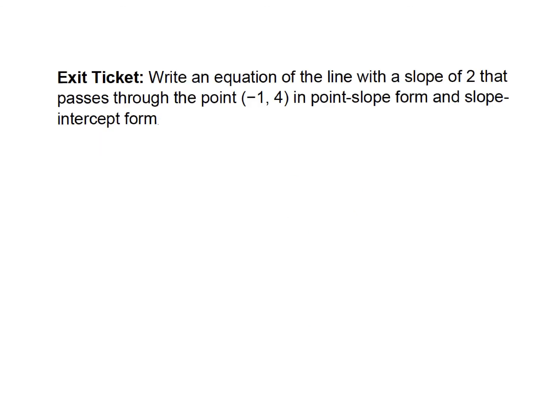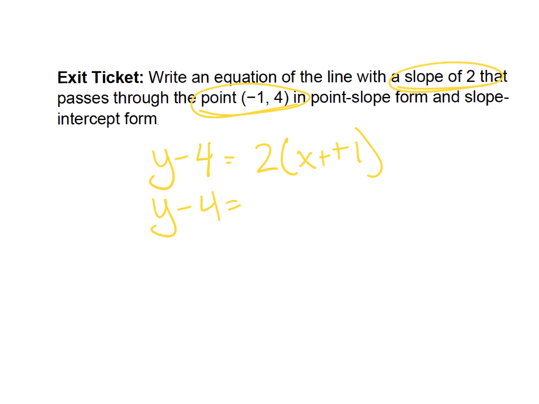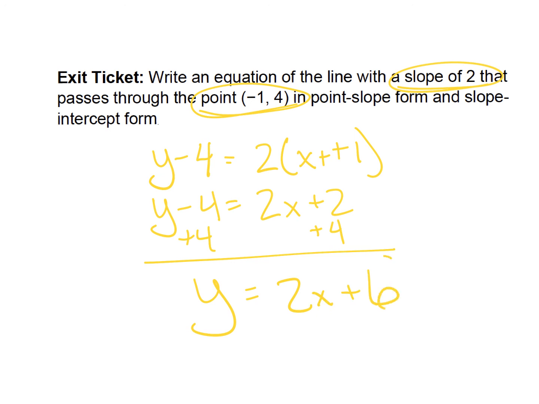Okay, let's do one more. This is our exit ticket. We have a slope of 2, and here's our point. So y minus 4 equals 2 times x minus a negative 1. I'm going to double dash. Do the distributive property on the right side, 2x plus 2. I'm going to add 4 to make sure my y is by itself. Y equals 2x plus 6, and there's my answer.